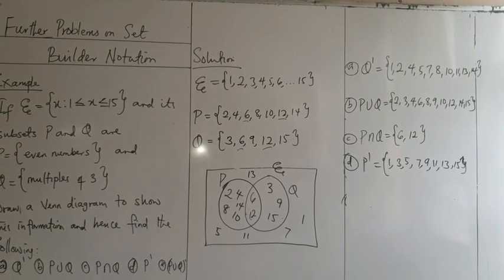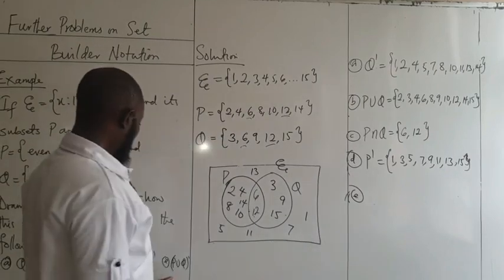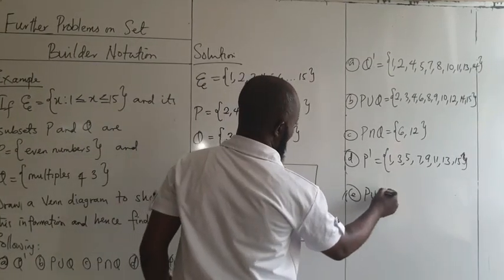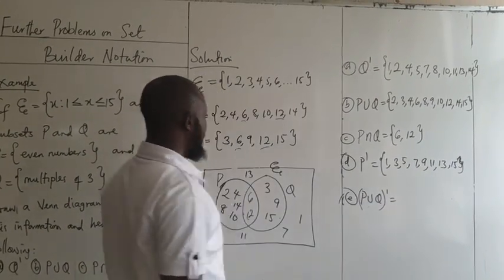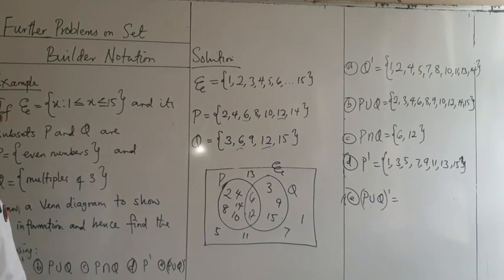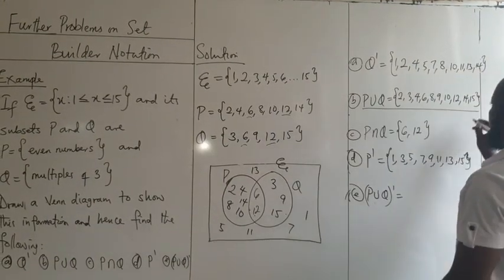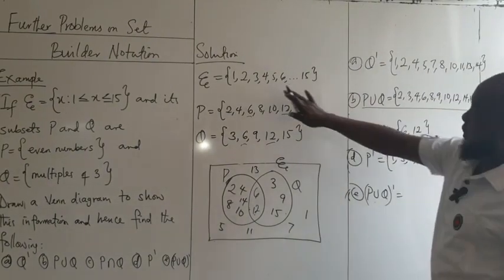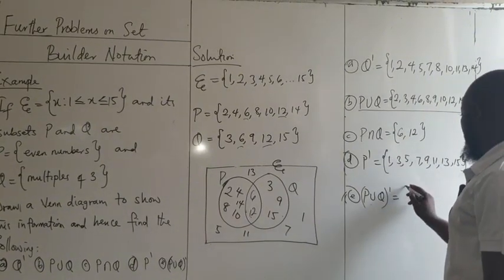So the next one, which is E, is P union Q complement. So we found P union Q. This is P union Q here. Alright? So we are now going to compare it with the universal set. That is all the elements we have in the universal set that are not in P union Q. So that is what we want to do for now.